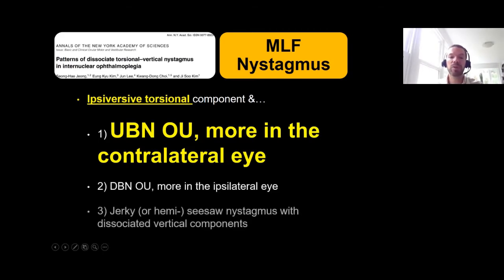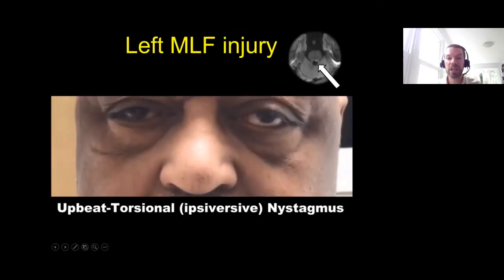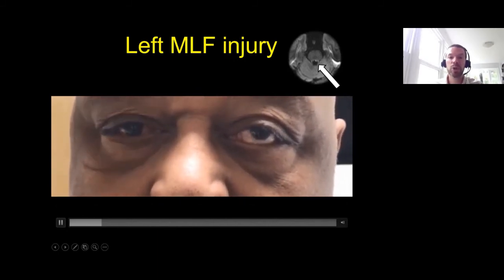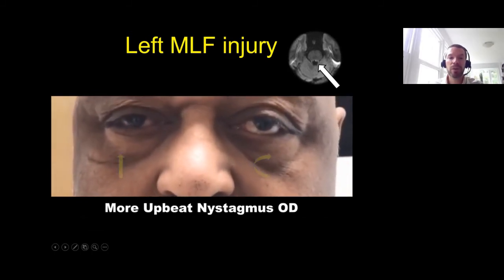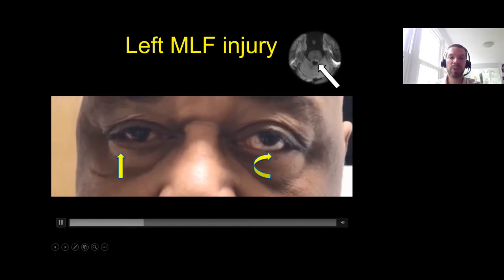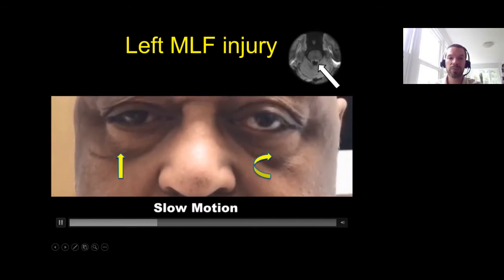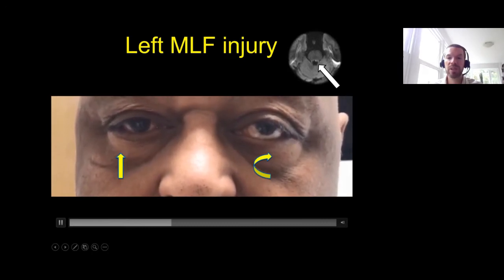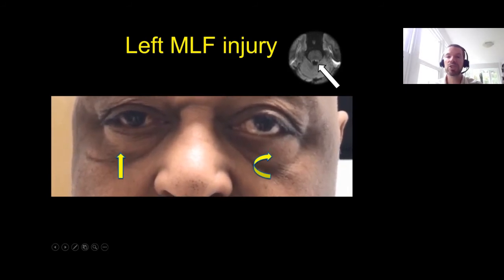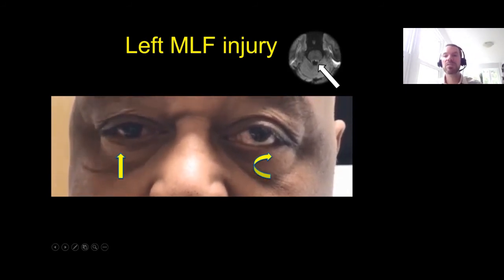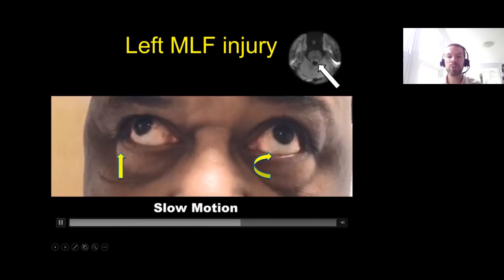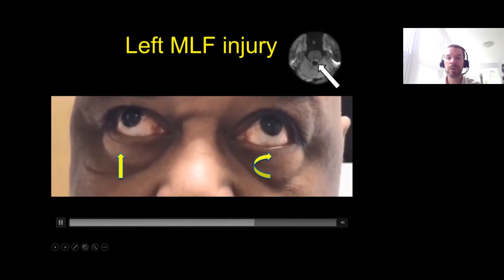Let me just show you an example of that. This is the same patient again, who has a left MLF lesion, a left INO, and a left hypertropia due to a skew deviation. And look what's happening. He has combined upbeat torsional nystagmus, but there's more upbeating in the right eye, the contralateral eye, and more torsion in the left eye. So this dissociated vertical torsional nystagmus is very common with an acute MLF lesion. I've never seen it quite this prominent, which is why this is such a great example.